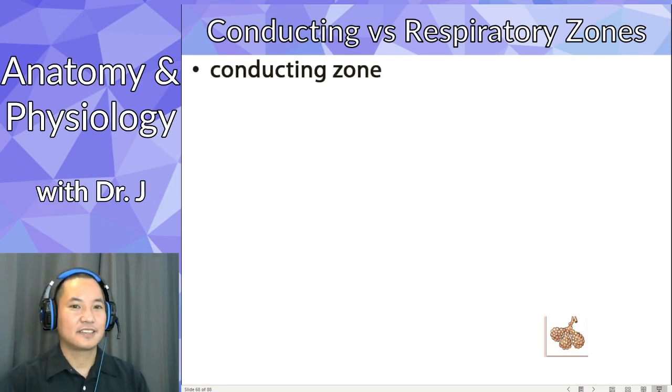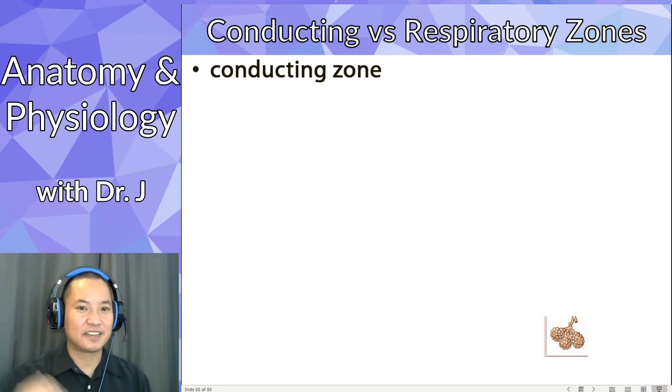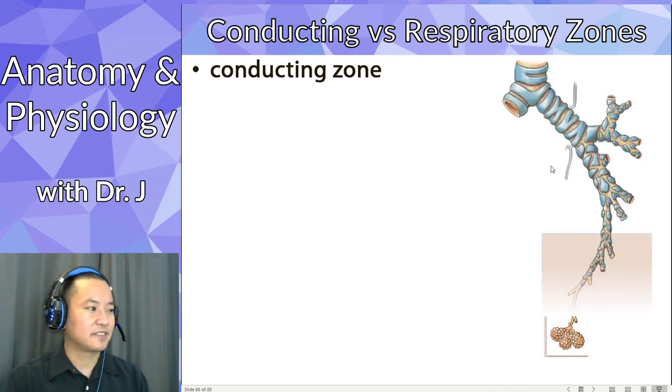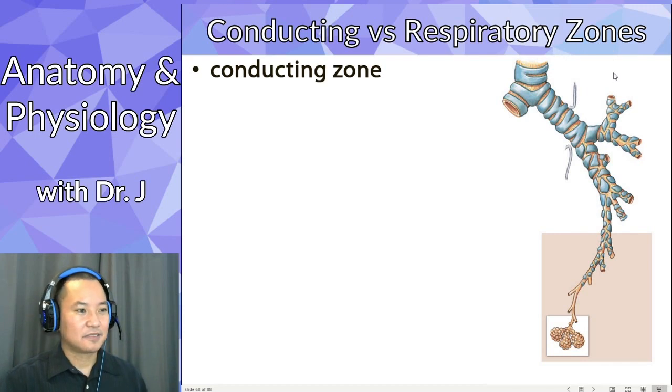Now, what's the conducting zone? Well, again, you have to get air gases into your body and out of your body, right? So the conducting zone is just a way of getting everything from the environment to your alveoli and everything from your alveoli back into your environment. So this is a concept that's sometimes called bulk flow. So it's just getting from point A to point B. Point A being your environment, point B being your alveoli, and back and forth.